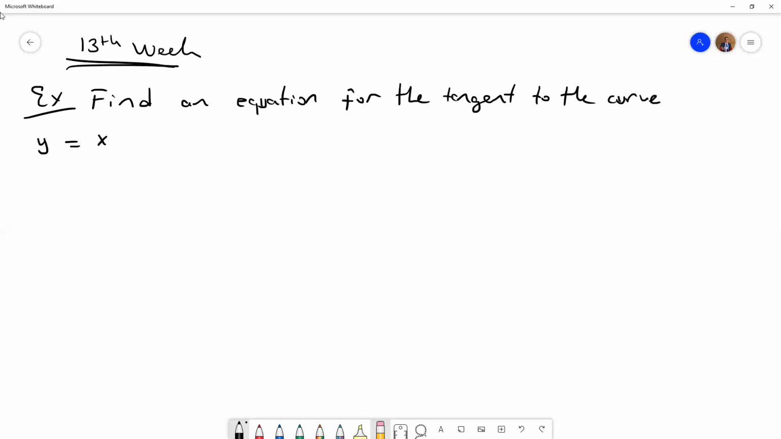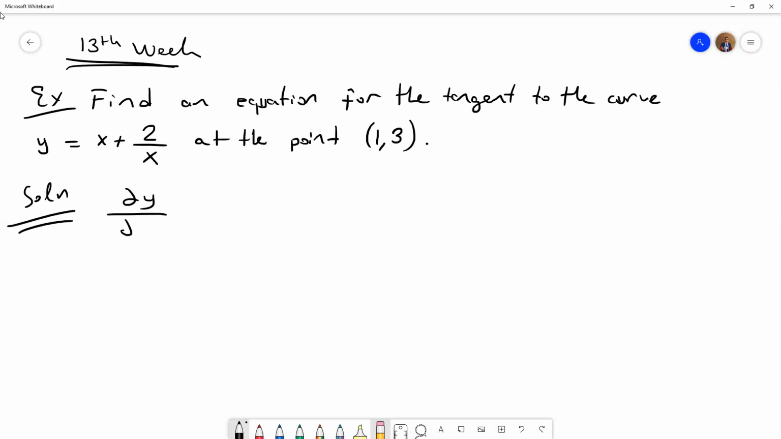y is equal to x plus 2 over x at the point 1 abscissa and 3 ordinate. And so, you know that first of all, we have to find the derivative of y with respect to x. So, for the solution, we have to write this one. That is this one also.